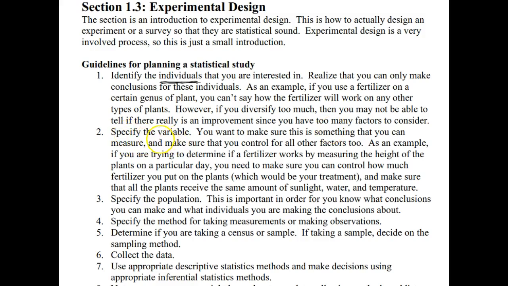Step 2 is to specify the variable. Again, that we talked about also in section 1.1. The who was the individuals and the what was the variable. So you want to make sure there is something that you can measure and make sure that you control for all other factors too. As an example, if you're trying to determine if a fertilizer works by measuring the height of the plants on a particular day, you need to make sure that you control how much fertilizer you put on the plants, which would be the treatment in this case, and make sure that all the plants receive the same amount of sunlight, water, and temperature.